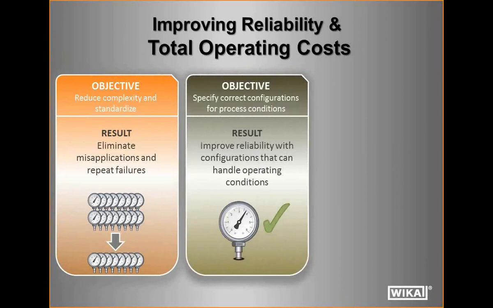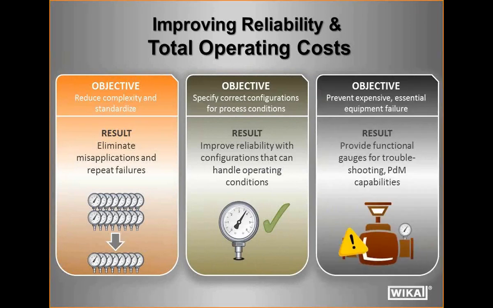Next, specifying those correct conditions is going to improve reliability, so that when the gauge can actually handle the operating conditions, it's now functional again, and the operators will have a drive to actually use the gauge rather than assume that it's just broken. And finally, if the gauge is functional, your operators have the ability to troubleshoot that larger, more expensive equipment. They can use it for troubleshooting, and they can do predictive maintenance just by virtue of the fact that they have those functional gauges installed.